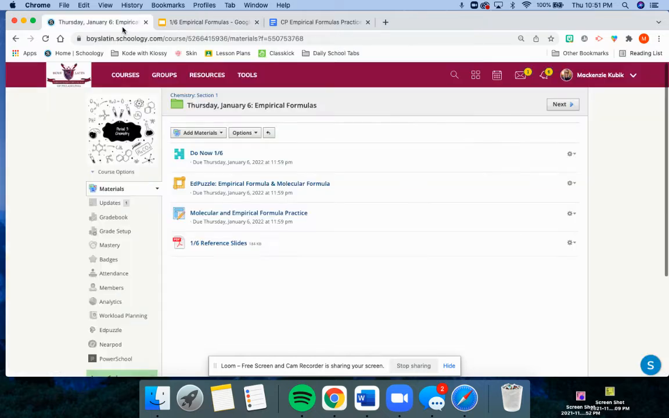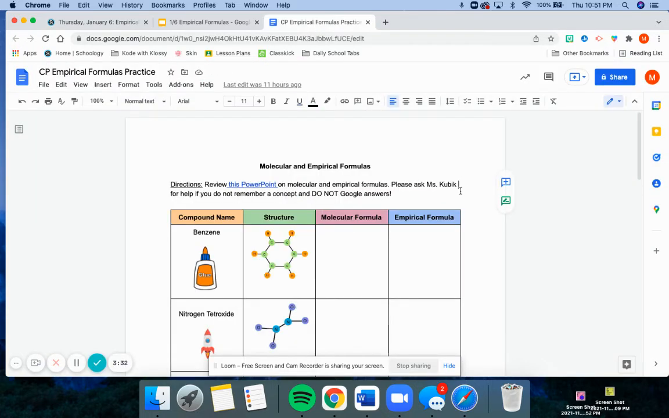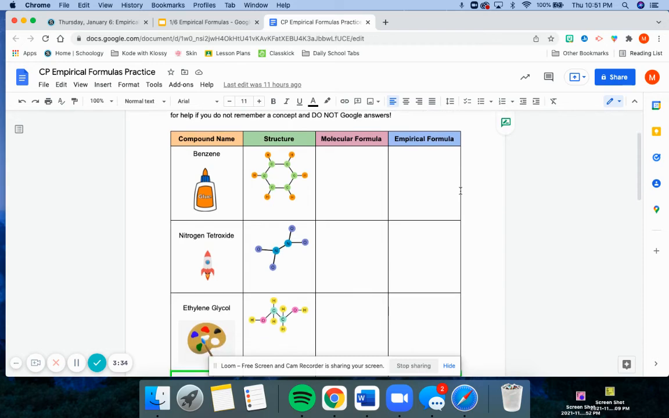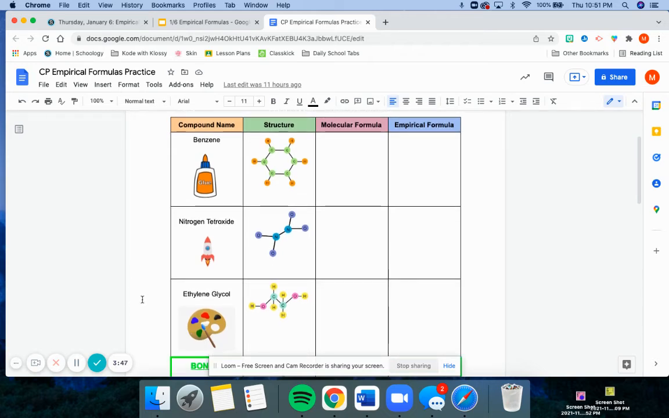So again, that concept is covered extensively in the Edpuzzle, and there are several examples in the Edpuzzle of converting from chemical structures to molecular formulas to empirical formulas. And after watching that video, you're going to have to convert between these things yourselves for 3 different compounds. Benzene, which is one of the primary ingredients in glue, nitrogen tetraoxide, which is a component of rocket fuel, and ethylene glycol, one of the most common chemicals used in paint.